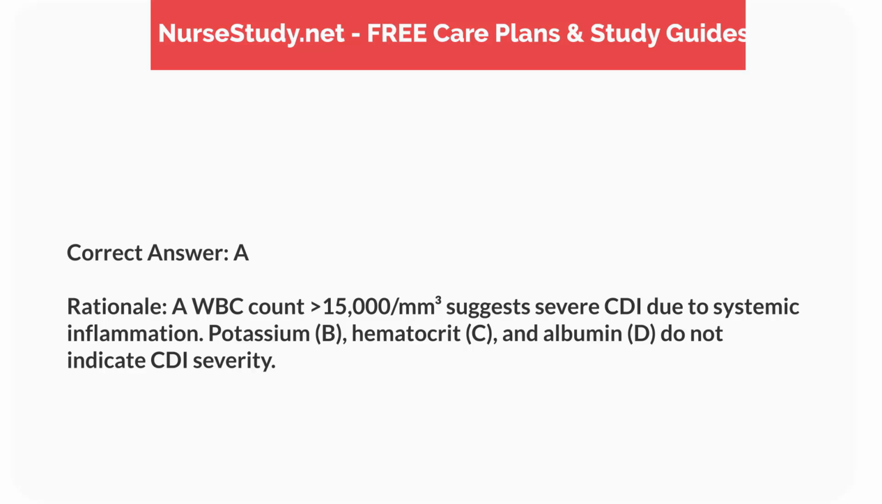Rationale: a WBC count greater than 15,000 suggests severe CDI due to systemic inflammation. Potassium, B, hematocrit, C, and albumin, D, do not indicate CDI severity.